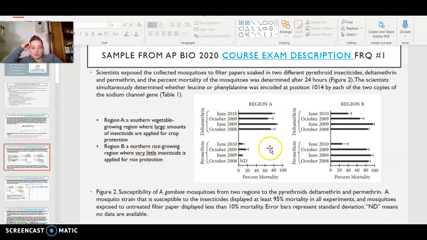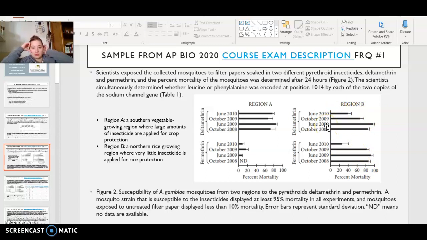Region B, rice growing region, very little insecticide is applied for the rice. And if you look at the time, 2008, 2009, 2010, we had lots of death of mosquitoes and then less. Lots of death of mosquitoes and then less in region B.